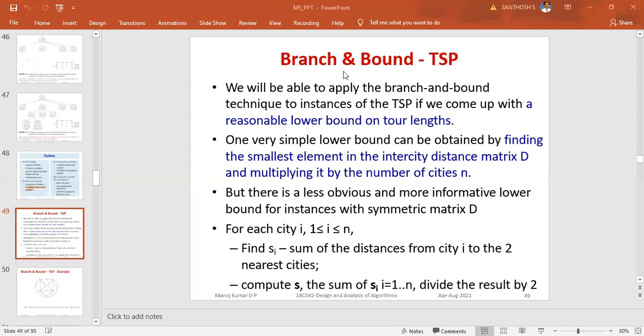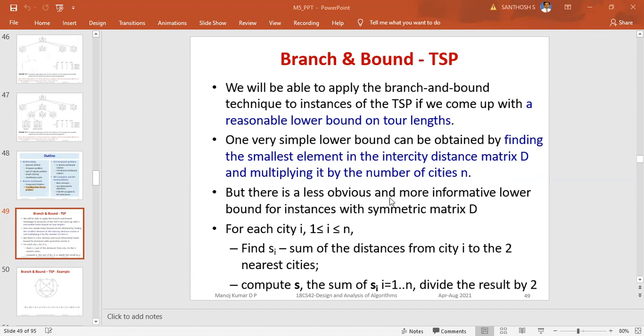One very simple lower bound, which you have to find, can be obtained by finding the smallest element in the intercity distance matrix and multiplying it by the number of cities n. Which is the smallest element? That is the nearby city. For example, if you are in Tiptur, the nearby city could be Tumkur, or you can go to Arsikere, like that. So, finding the smallest element in the intercity distance matrix and multiplying it by the number of cities n.